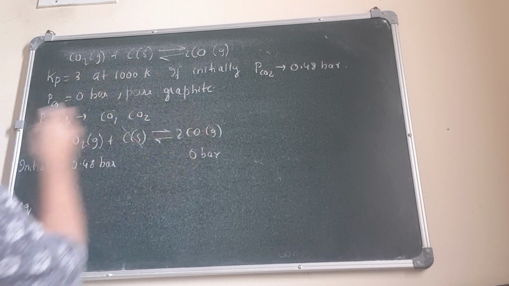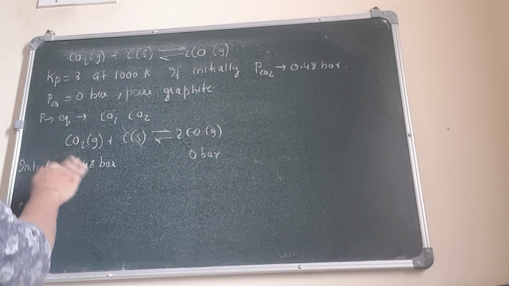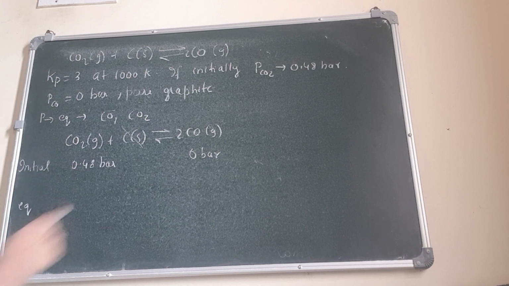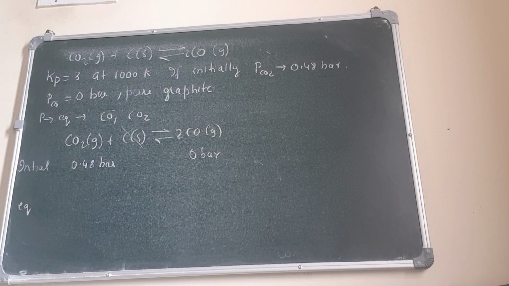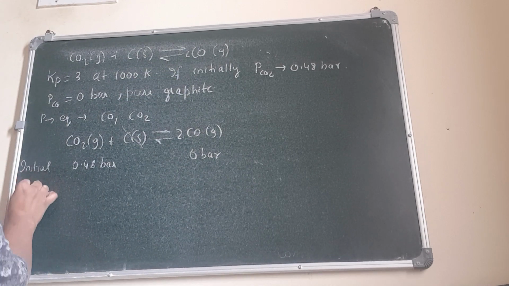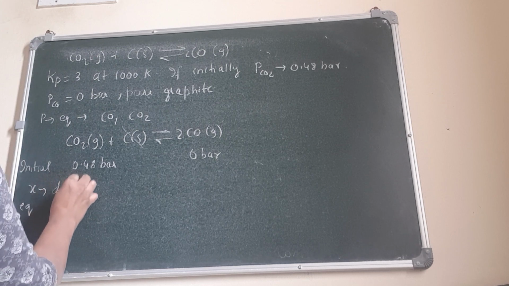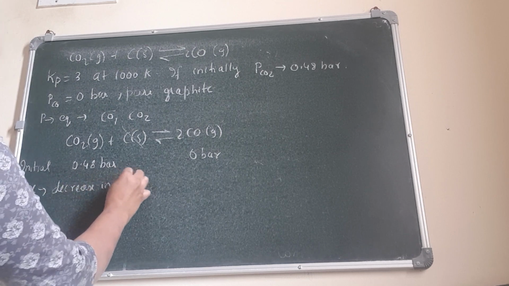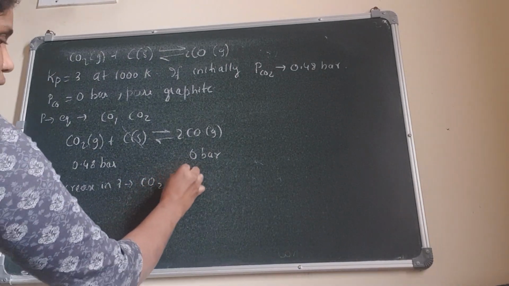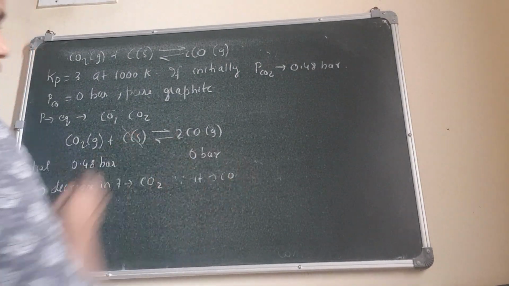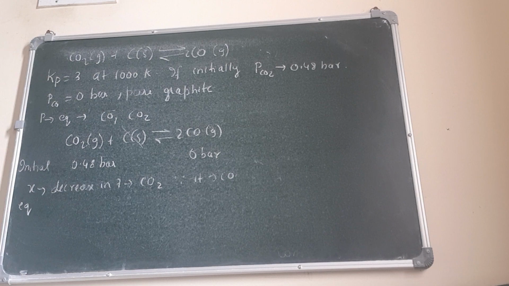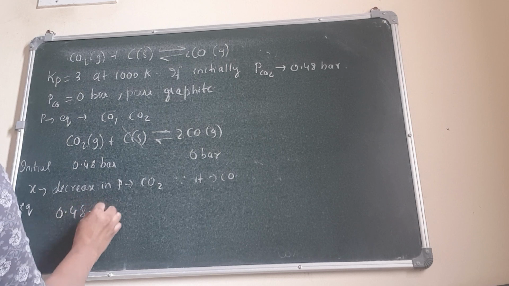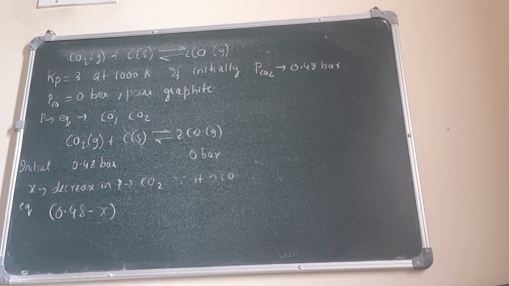Now a little bit of carbon dioxide is converted into carbon monoxide. Its pressure at equilibrium will be reduced, and for carbon monoxide it will be greater because initially there was no carbon monoxide, no pressure. When it is formed, it will have pressure. So if X is the decrease in pressure of carbon dioxide, because it is converted into carbon monoxide, what will it be at equilibrium? X is the decrease, so equilibrium pressure will be 0.48 minus X.